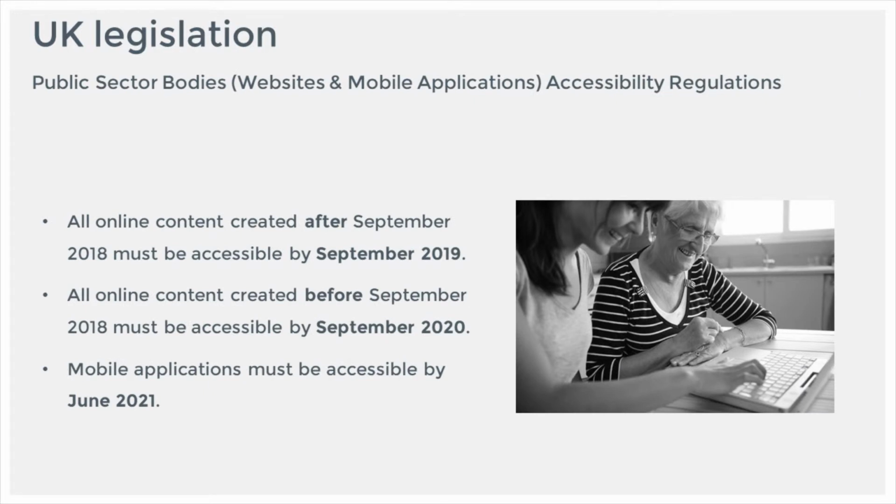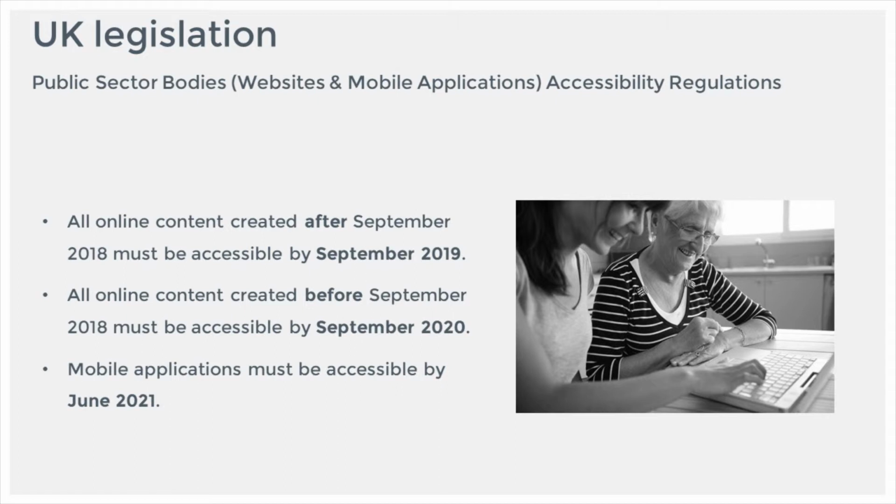The first date to be aware of is September 2019. By this date, any online content which was created after the law was passed, i.e. anything created after September 2018, has to comply with WCAG 2.1 regulations.